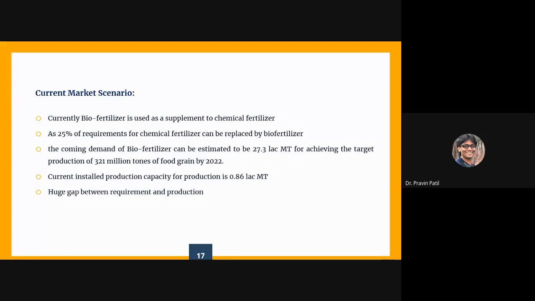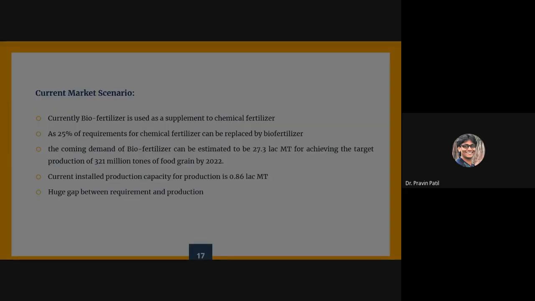So what is the current market scenario of biofertilizers? Currently, 25% of the requirement of chemical fertilizers can be replaced by biofertilizers. However, the coming demand of biofertilizers is estimated to be 27.3 lakh million tons, but we are only able to produce 0.86 lakh million tons. So you can see the difference. There is a huge gap between requirement and production, so that needs to be addressed.